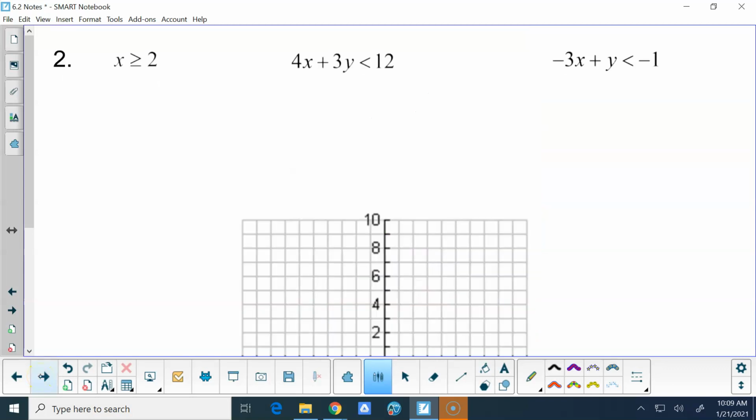So what I would like you to do now is on the back side of that note sheet, there are 2 of them. You guys do number 2, and then we'll do number 3 together because number 3 has an absolute value in it. Okay? So do number 2 right now.